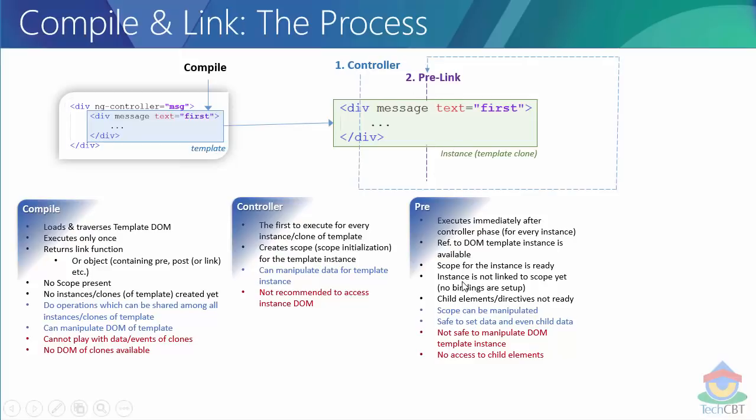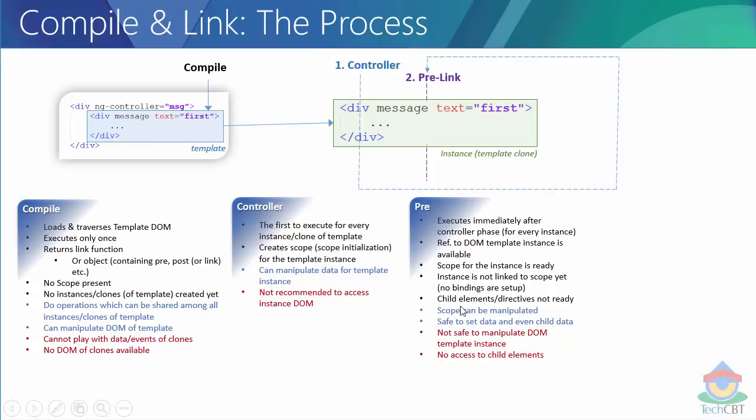Next, instance is not linked to the scope yet. This is pretty important. Even though prelink phase has got a reference to this template or to this instance, it is not 100% bound. So which means the scope created by the controller or the scope which is made available to the prelink is not 100% bound to the DOM yet. So that is very important.